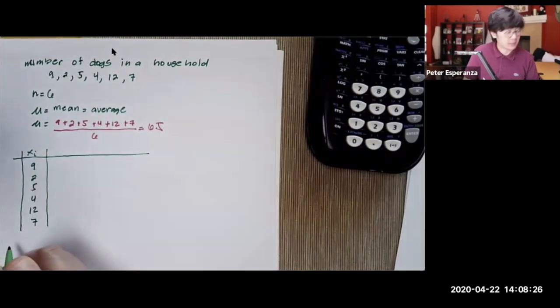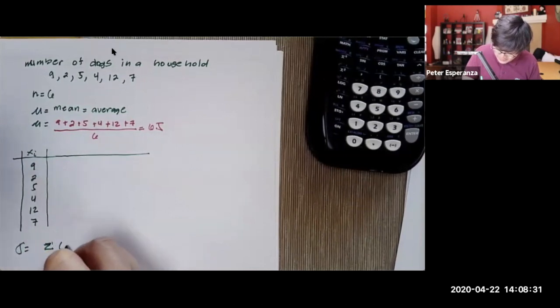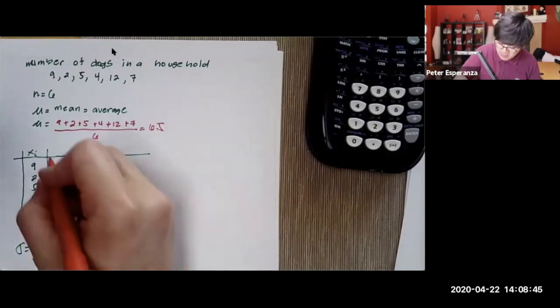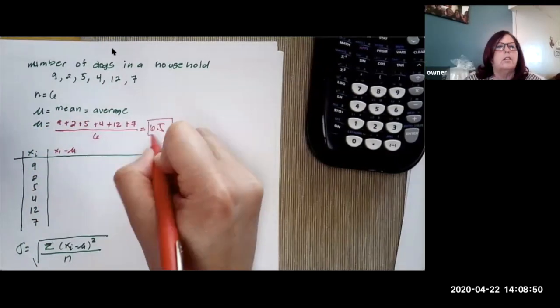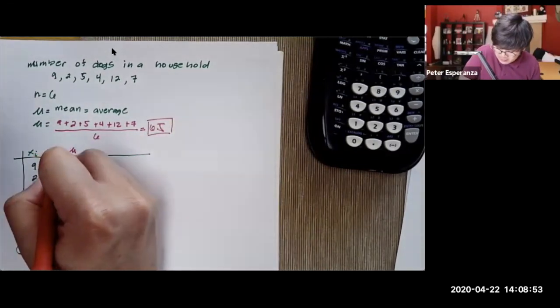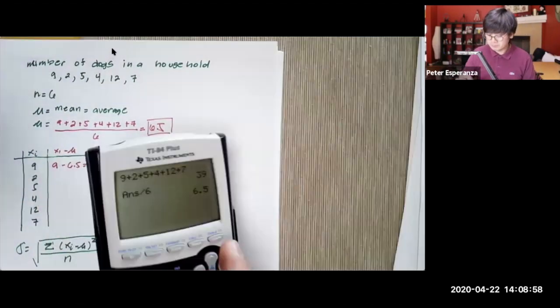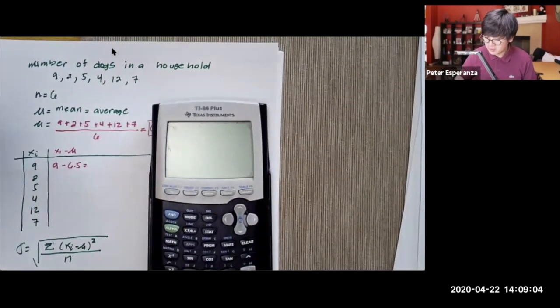the standard deviation. And the formula is the summation of x sub i minus mu squared divided by n, and then you take the square root of it. All right, so we're going to produce the second column, and the second column is x sub i minus mu, and mu is 6.5. So that means x is 9 minus 6.5. Now just use your calculator and produce those values. You don't need to rewrite every single one of them. That's why we have the calculator.